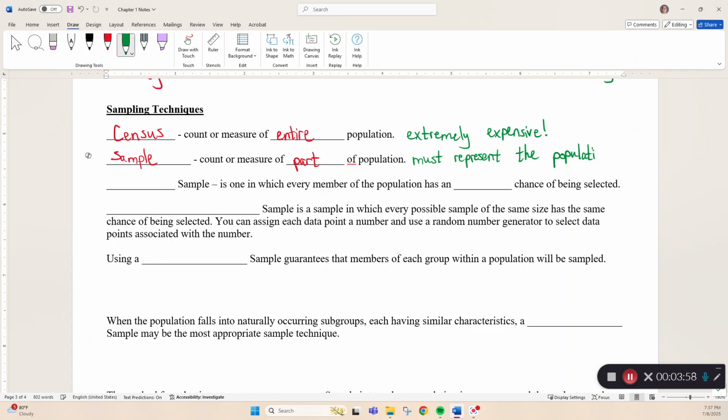So you can't be hasty here. You can't just say, okay, you know what? I want to know what Lufkin thinks of building a new football stadium. And so I'm going to go only to those at the football game that's going to be in town. And I'm going to ask them. And then those are going to be my results. Well, the issue with that is it's not representative of the whole population. It's not the whole town of Lufkin at the football game.